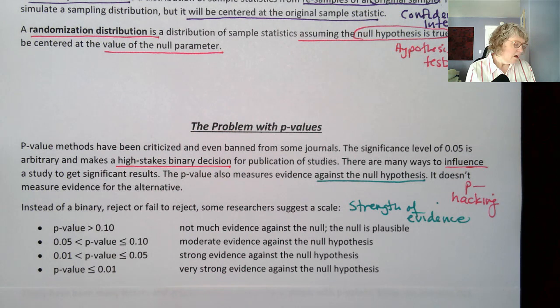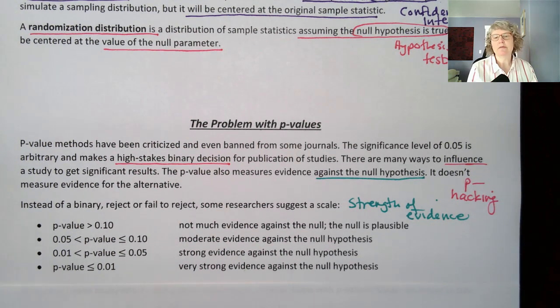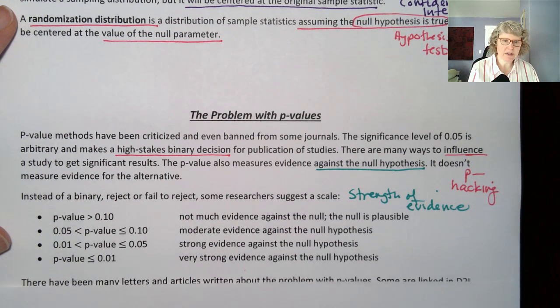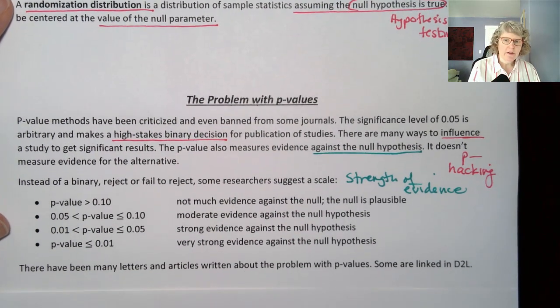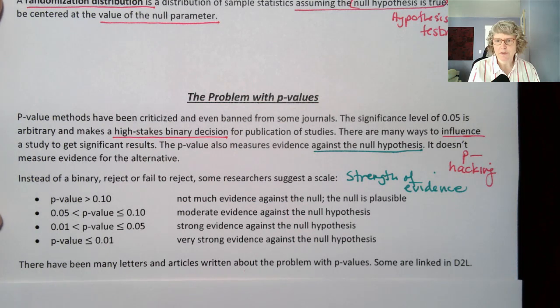So I would consider writing more about the strength of evidence in our conclusions. We're still going to make our decision for our homework problems based on the significance level, but this is just something really important to think about in real life studies. There have been many letters and articles written about these problems, and I've linked a few in D2L if you want to read more about that.